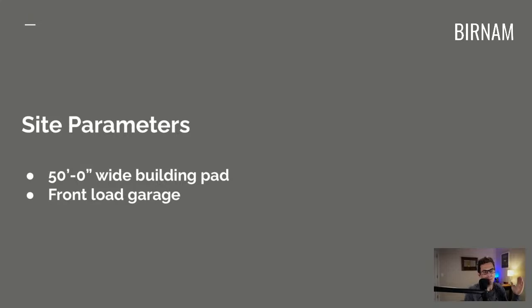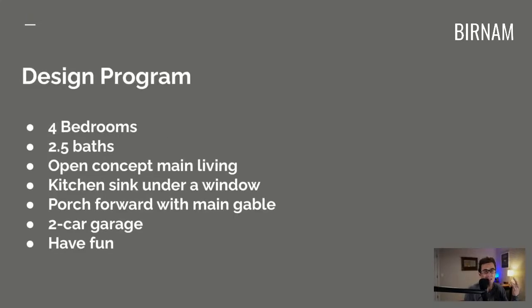So site parameters, I'm going to show a 50 foot wide building pad. Again, I'm picking these parameters because this is what I see a lot in my daily work. These are the sizing of lots that are pretty typical, so these plans will work in most places. I'm going to show a front load garage. Again, that's pretty universal. Garages are really easy to switch, like to go from a front load to a side load. So yeah, design program, 4 bedrooms.